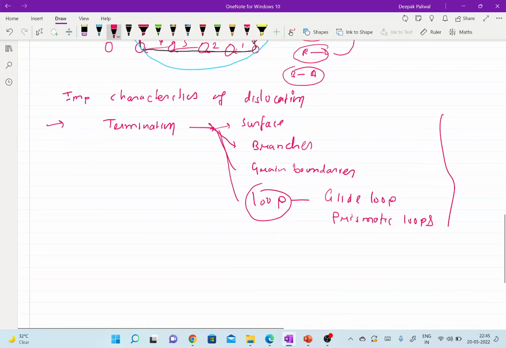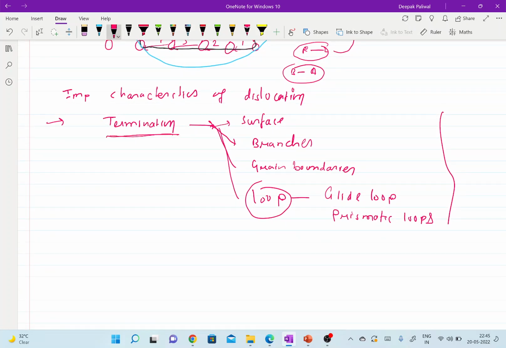So, from this first point, we can understand that the termination of the dislocation never happens within the crystal or within the material. It always terminates at the surface, or it will form a branch, or it will terminate at the grain boundary, or it will form loops. And various dislocation loops like glide loop and prismatic loops will form.